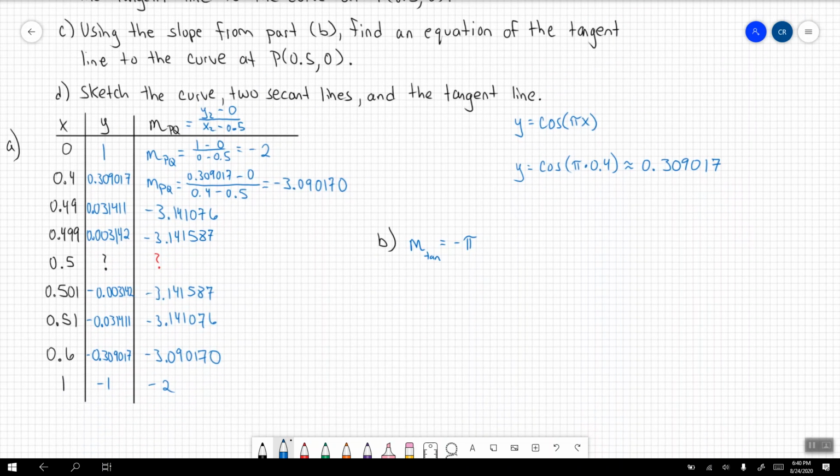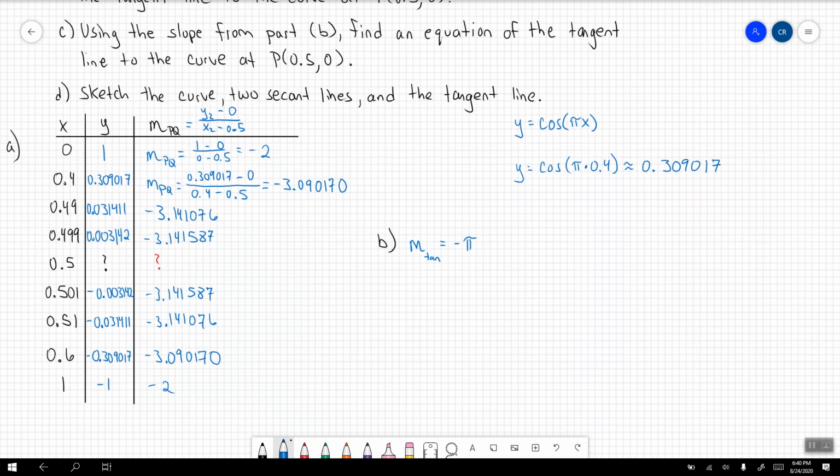Part C, we want to use that slope that we're guessing now to find the equation of a tangent line. So let's work with that. I want to find the equation of the tangent line. Well, I need to know the slope of that tangent line. So I need the slope of the tangent line multiplied by x minus x1. This is known as the point-slope form of an equation of a line, and this will always help us find that equation of the line that we need.